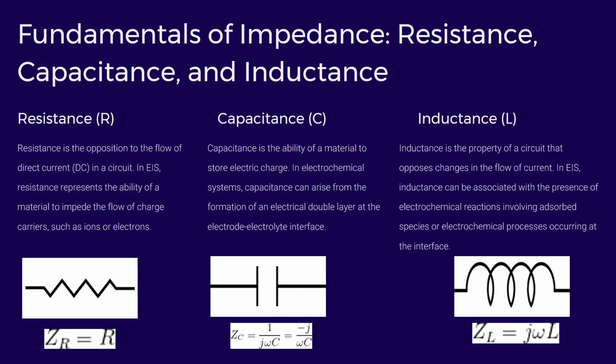So let's see what resistance is. Resistance is the opposition to the flow of direct current in a DC circuit, and capacitance is the ability of a material to store an electric charge, and inductance is a property of a circuit that opposes changes in the flow of current. And in EIS, inductance can be associated with the presence of electrochemical reactions involving adsorbed species or electrochemical processes occurring at the interface.